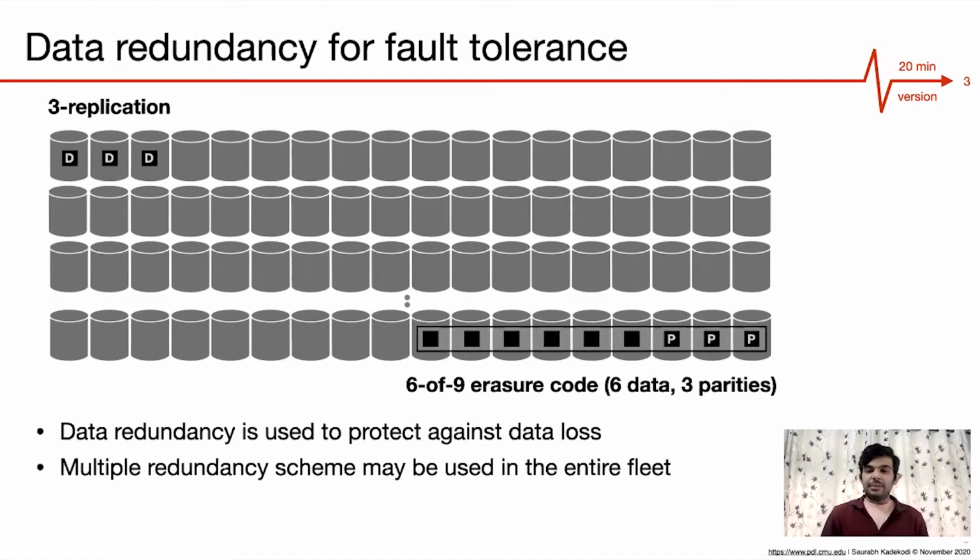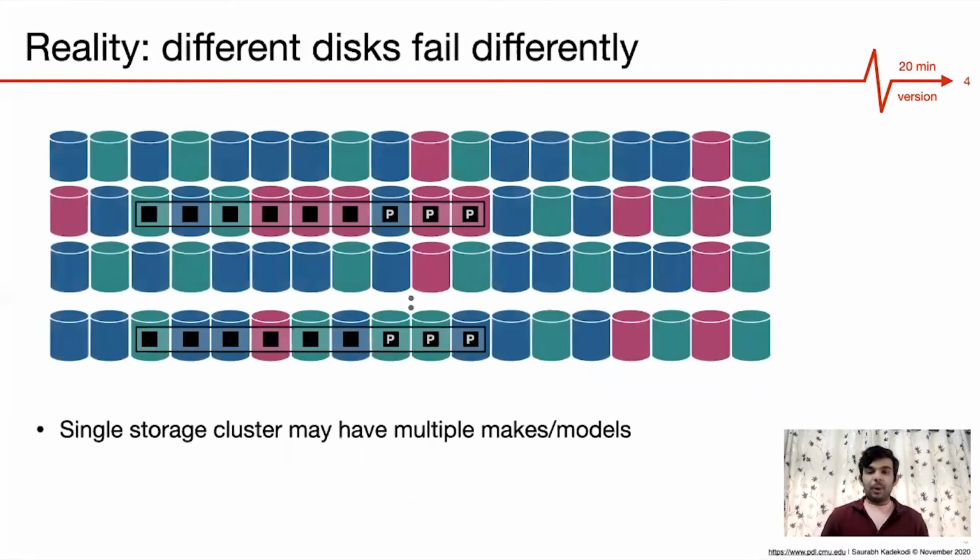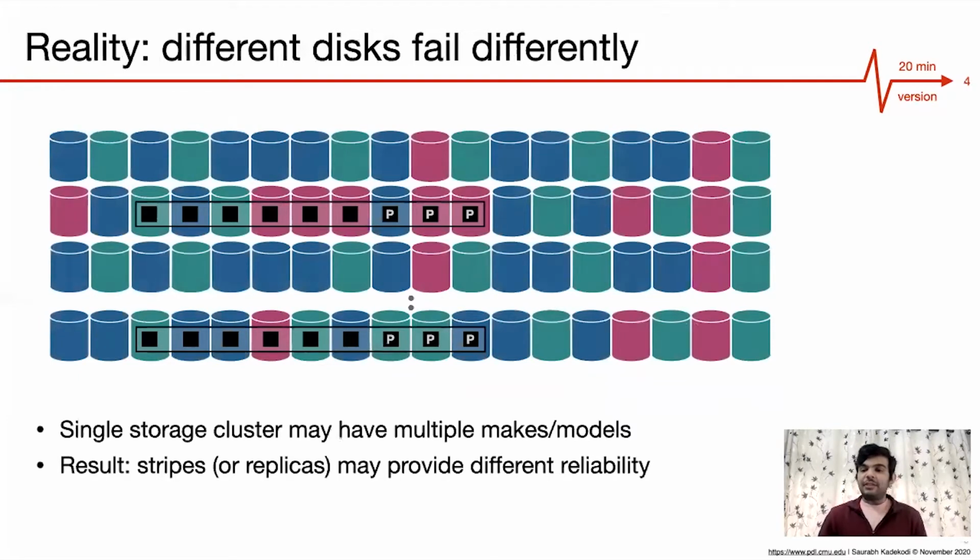Multiple redundancy schemes may be used together in a disk fleet, but the redundancy schemes are unaware of the AFR differences of the disks on which the data is stored. This is a problem because today's clusters are made up of a mix of makes and models, and they have different failure rates compared to each other. This results in different levels of data reliability given the same redundancy scheme.